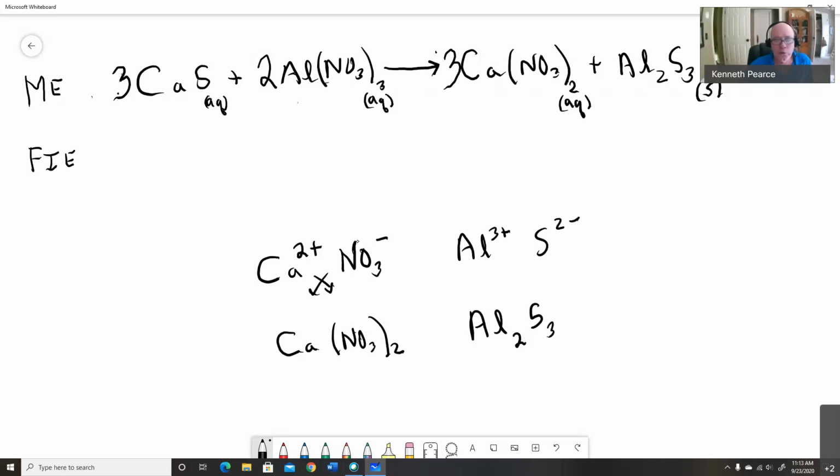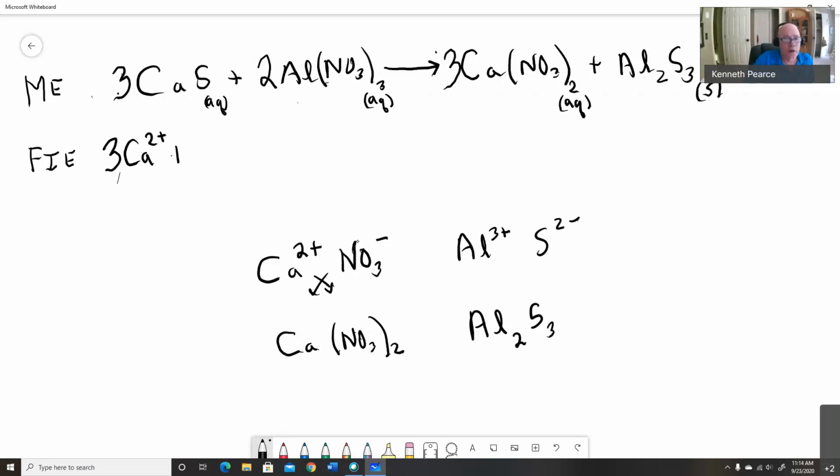And how are we going to do that? Well, anything that is aqueous, we're going to break apart into the original ions. And anything that says solid, liquid, or gas, we're going to leave alone. Okay, and so now we see that there's 3 calcium sulfides, so that means we have 3 calcium ions with a 2+ charge. Remember, the charges of these elements follow patterns on the periodic table, +1, +2, +3, -3, -2, -1.